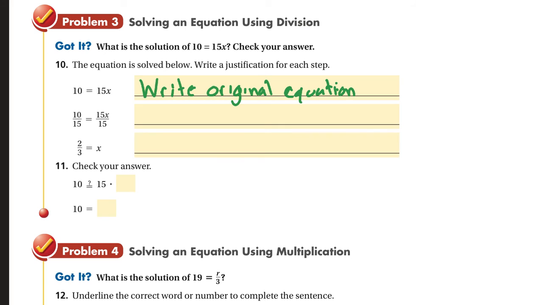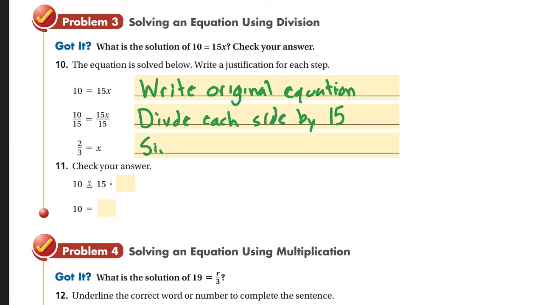Okay? And I'm noticing that on the variable side, it's 15 times x. So I do the inverse of multiply. I divide both sides by 15. So divide each side by 15. My answer is a fraction, 10 over 15.